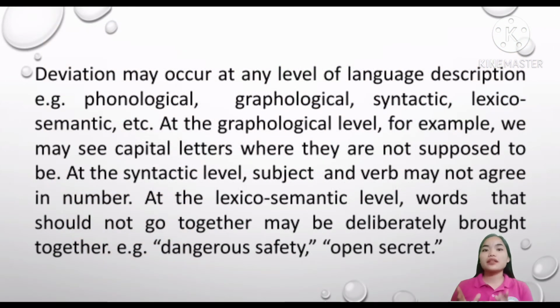Furthermore, deviation may occur at any level of language description. For example, it can occur in phonological, graphological, syntactic, lexicosemantic levels, and etc. At the graphological level, we may see capital letters where they are not supposed to be. At the syntactic level, subject and verb may not agree in number. While at the lexicosemantic level, words that should not go together may be deliberately brought together. Examples are open secret and dangerous safety.